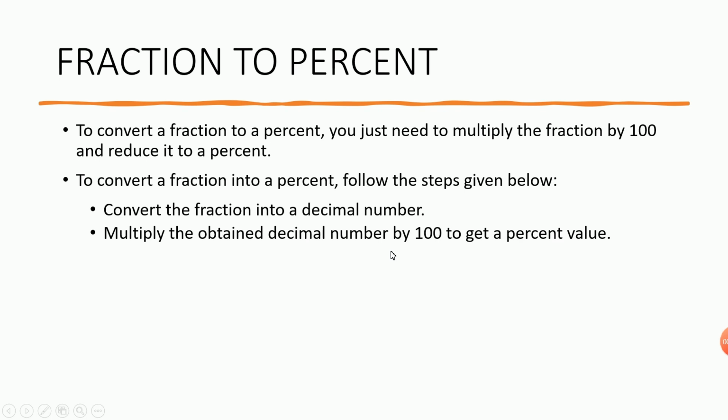So next is fraction to percent. We know that percentage, or percent, is a form of fraction. In common, we know it is a division by 100 of everything, but how do we convert a fraction to percent or vice versa? To convert a fraction to percent, we just have to multiply the fraction by 100 and reduce it to a percent.